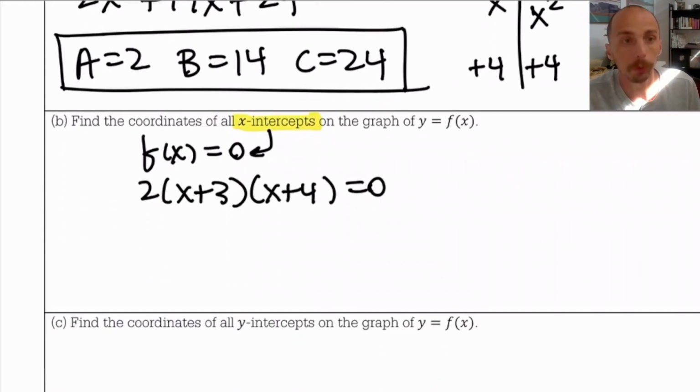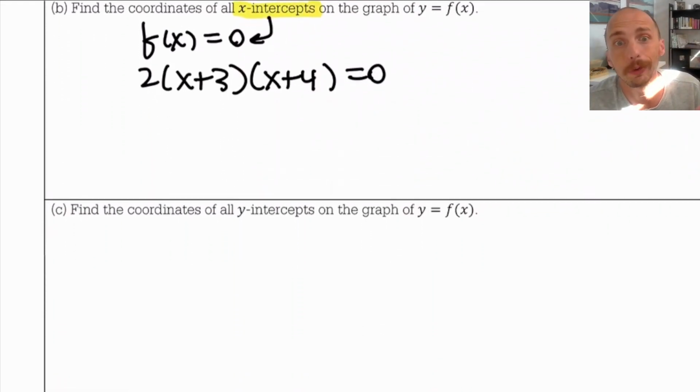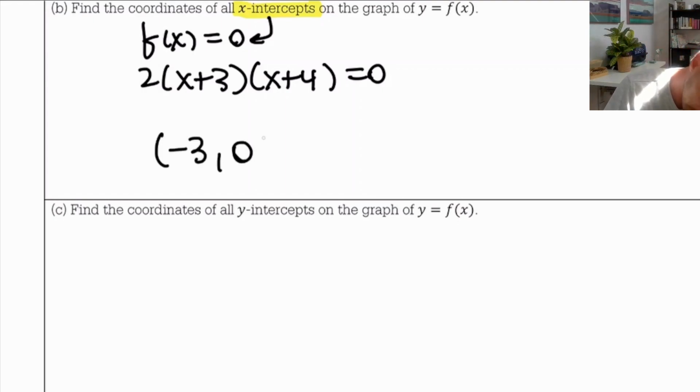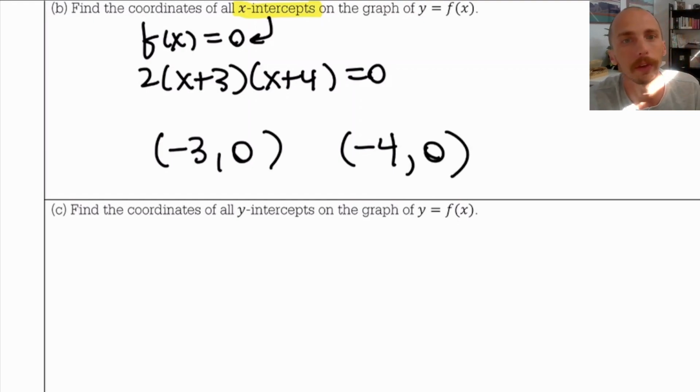So if these three things are multiplying together to equal 0, either 2 is equal to 0, which we know is not, or x plus 3 is equal to 0, so that would be where x was equal to negative 3. If it's an x-intercept, y is equal to 0. Or x plus 4 is equal to 0, which would give me negative 4 and 0. Those will be my x-intercepts.